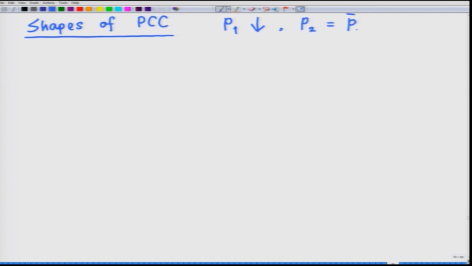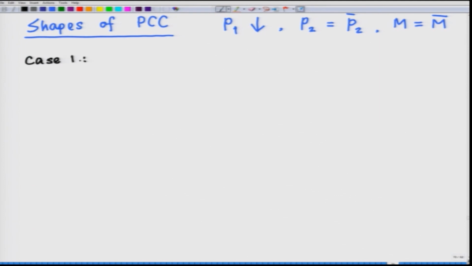So, now we are going to study shapes of price consumption curve, and throughout this analysis we are going to assume that price of commodity 1 has fallen, price of commodity 2 remains same and money income also remains the same. So, now let us list down these cases one by one.